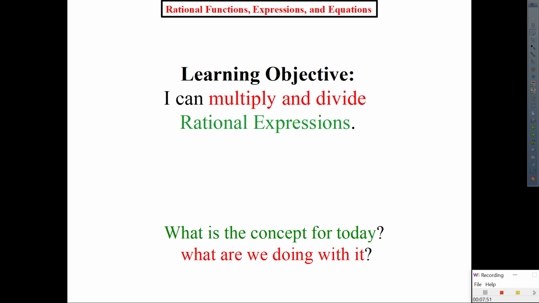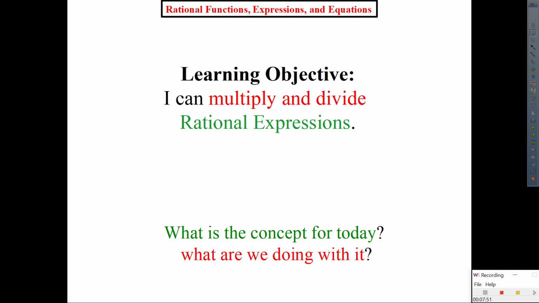Do we need a Frayer model? No. Tell your neighbor in your own words the definition for rational expressions, and then we'll ask JP for the definition. All right, JP, definition for rational expression in your own words. Yeah, fractions whose numerator and denominators are polynomials.